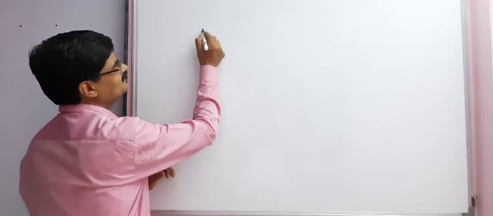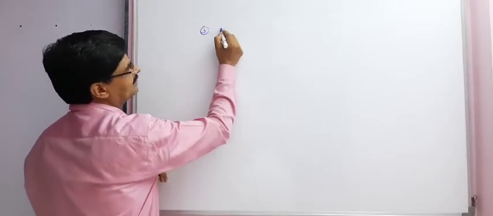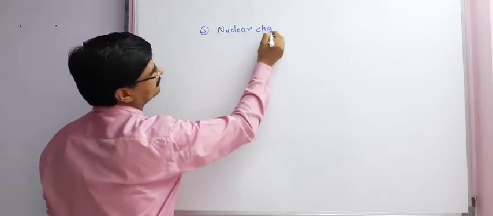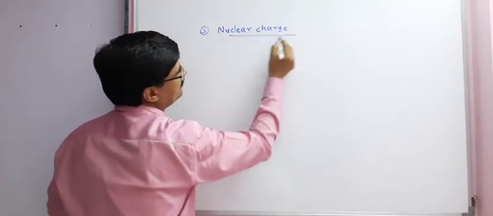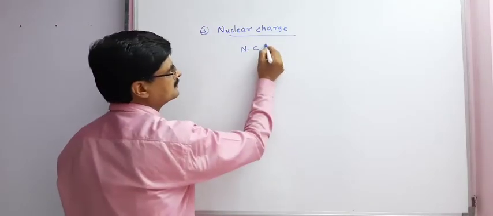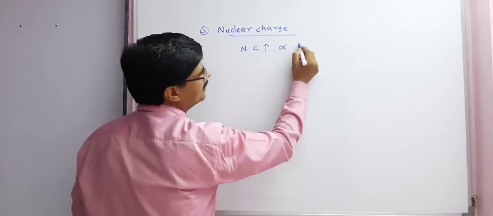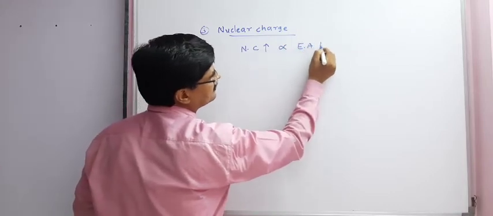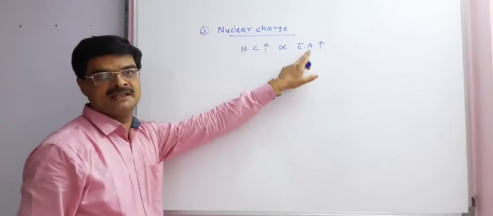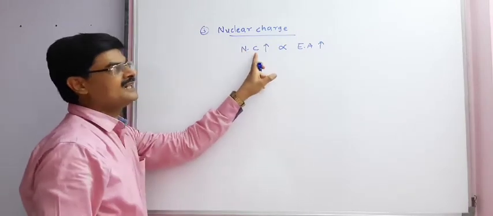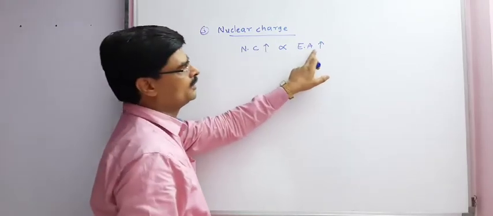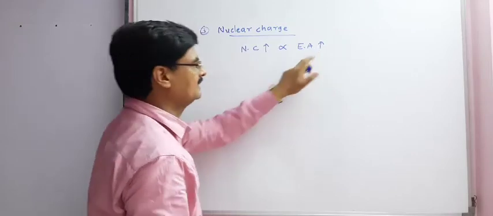Third factor, that is nuclear charge. More is the nuclear charge, more will be the electron affinity. Because as nuclear charge increases, size of atom decreases and therefore electron affinity increases.